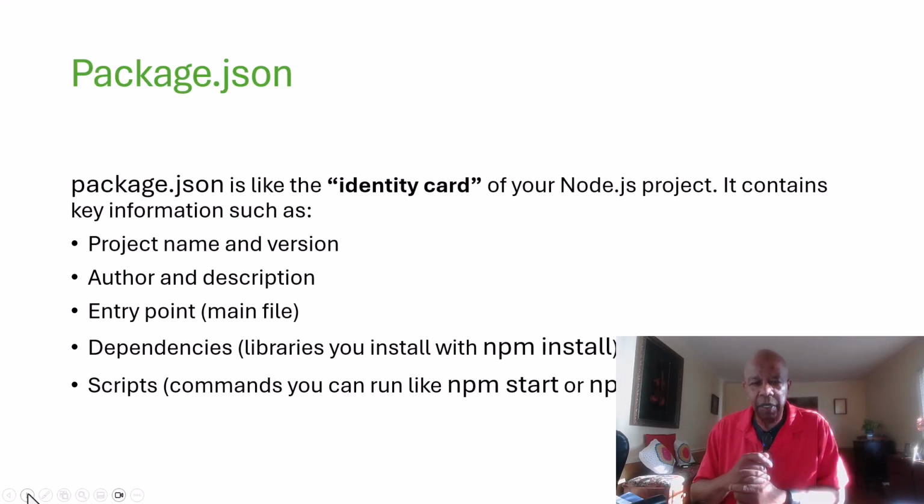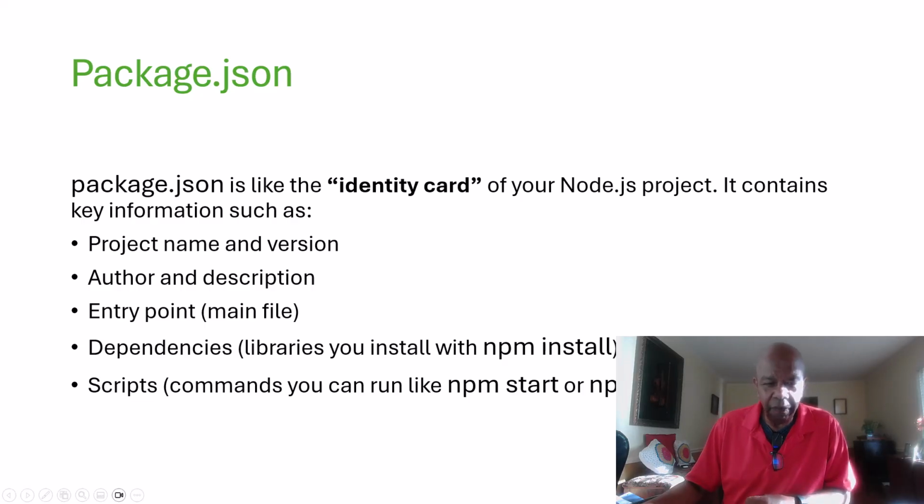Package.json, what is that? Package.json is like an identity card for the Node project. It contains key information: what is our project name, who are we, who's the author, and what's the entry point into the main file to get to everything. Dependencies are the libraries you install; npm install is the syntax for it. Scripts are commands you can run like npm start and npm test. So there's a myriad of other code and services that we're going to be using based on package.json.